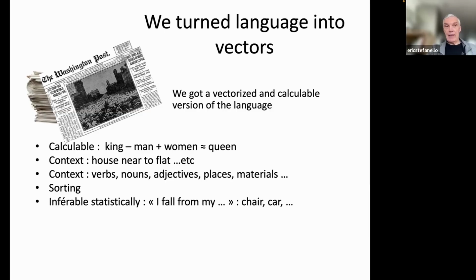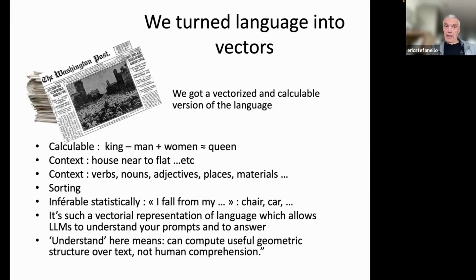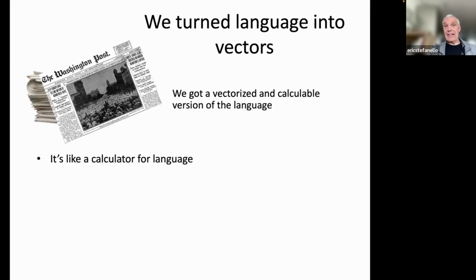You see? It's such a vectorial representation of language which allows LLMs to understand your prompts and to answer your prompts. Understand here means that they compute a useful geometric structure of a text that we've built. This has been built in the early 2010s. But again, understand here doesn't mean human comprehension. And for this seminar, I think it's very important to understand that. It's like a calculator for language, if I may say so.